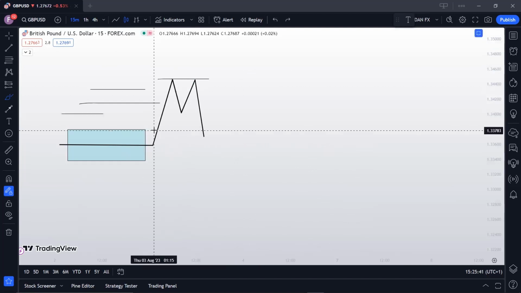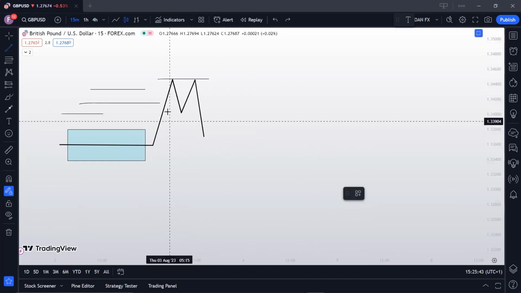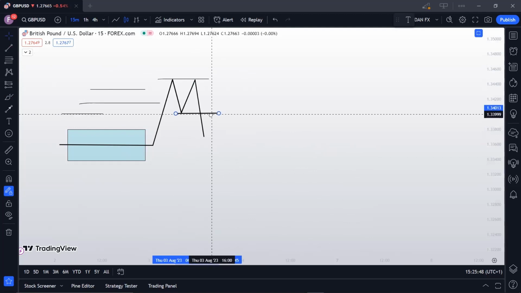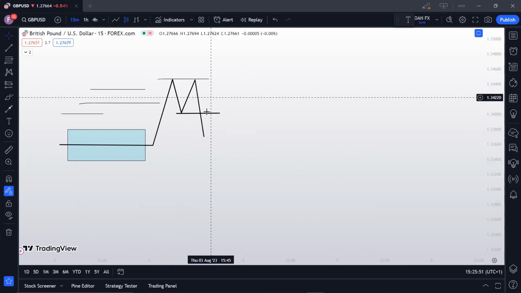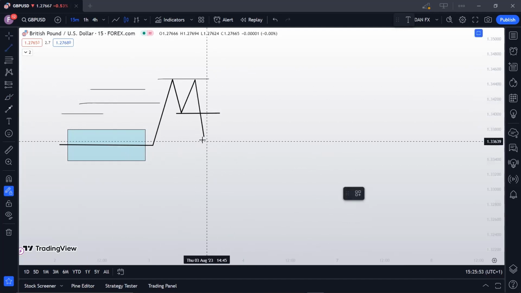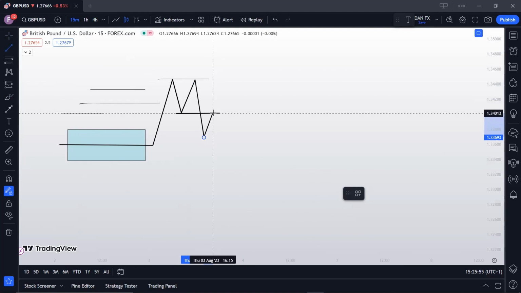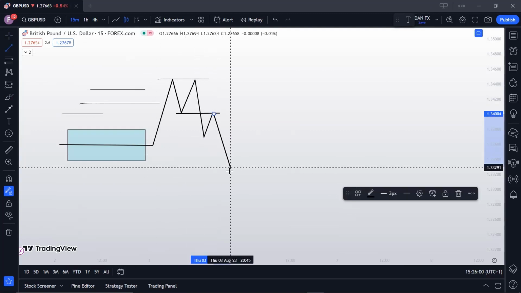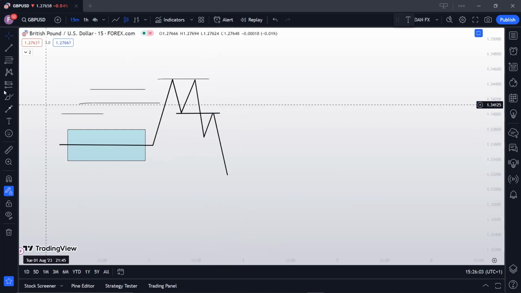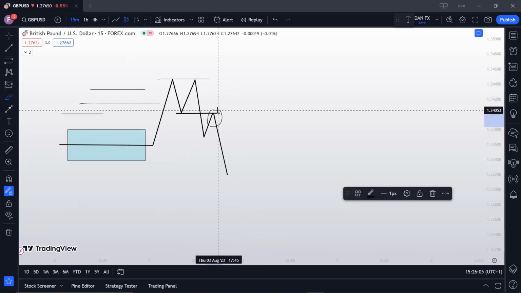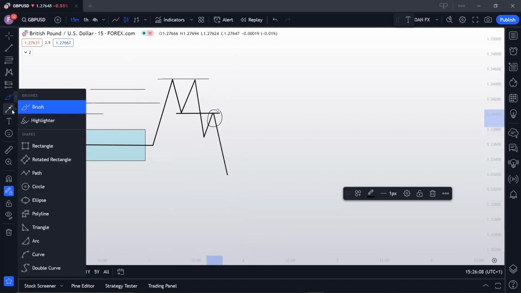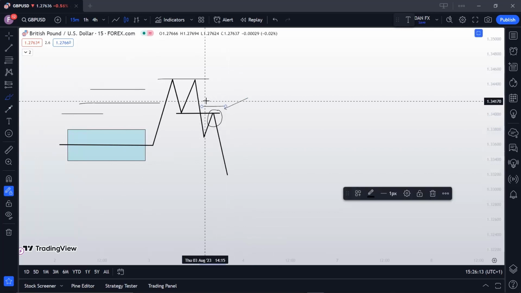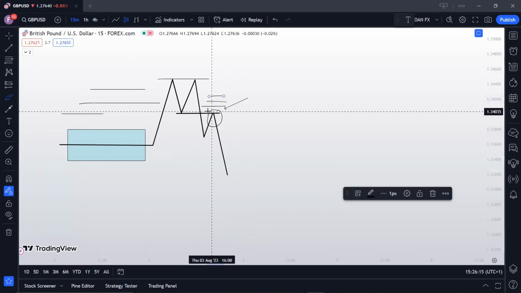When you get this, what you're going to be looking for is the market to break the neckline of the M formation. Once the market breaks the neckline of the M formation, you're looking for the market to come back and retest this area, this zone, and then continue down. When this happens, you're going to be looking for a sell entry somewhere here, and your stop loss can be 10 pips above the structure, above the pullback.